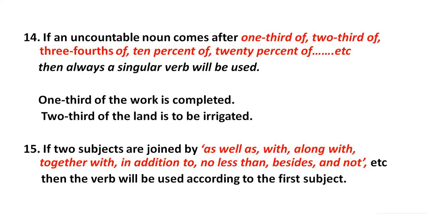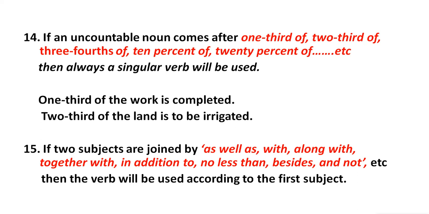Now coming to the next rule, it is also a very important rule and we generally frame sentences regarding this rule. If two subjects are joined by as well as, with, along with, together with, in addition to, no less than, besides, and not, etc., then the verb will be used according to the first subject. ठीक है, चलिए let's make it easy.